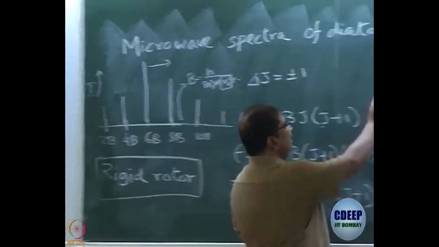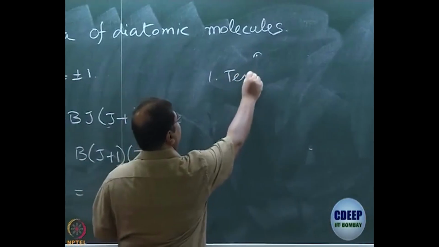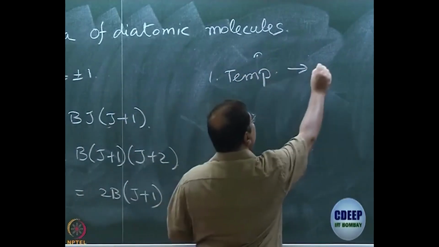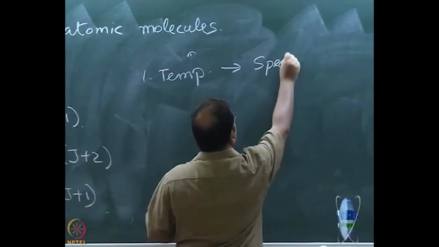So, at higher temperature you expect the microwave spectrum to undergo a blue shift, at lower temperature you expect it to undergo a red shift. That is point number 1. So, we have discussed the effect of temperature. What do you expect with temperature? You expect some spectral shift.